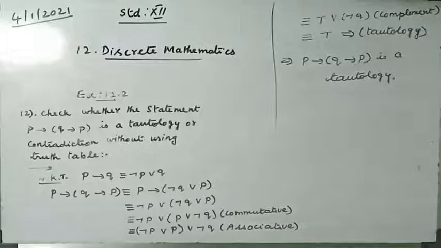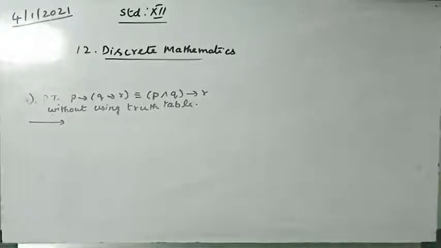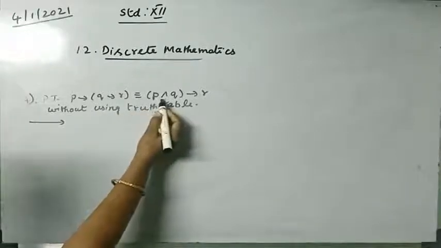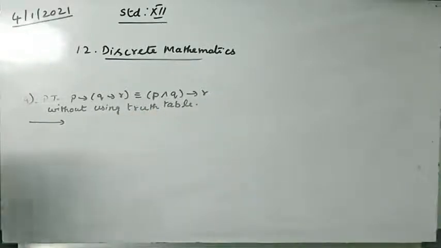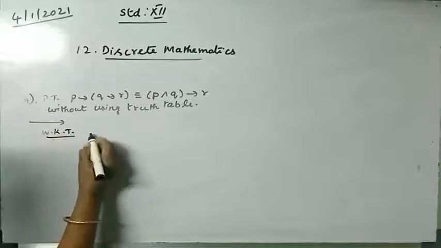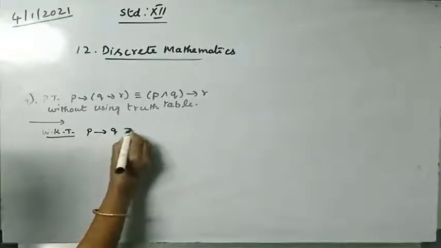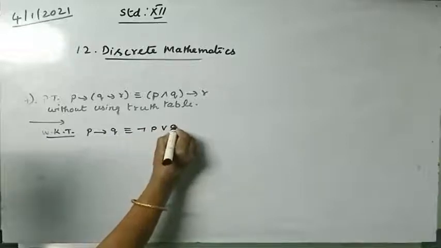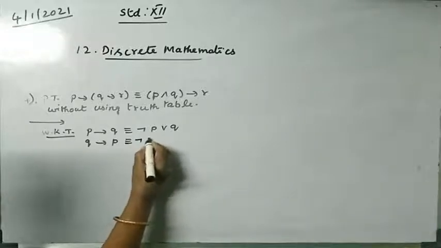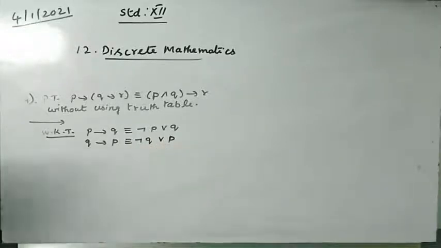All the other problems we can use the truth table and solve. Now the 14th question. Question number 14: Prove that P implies (Q implies R) is equivalent to (P and Q) implies R without using truth table. Now let us know first, we know that P implies Q is equivalent to negation of P or Q. The same way, Q implies P is equivalent to negation of Q or P.